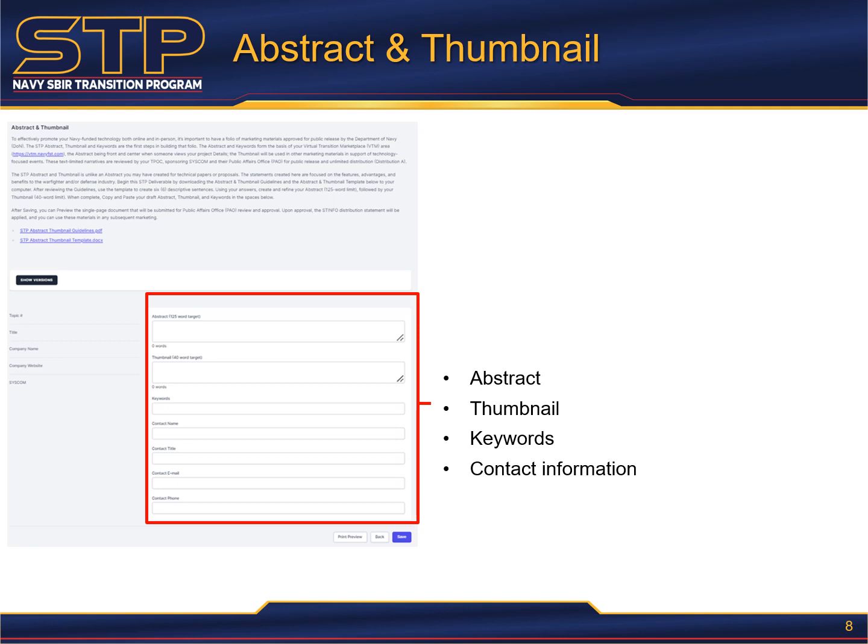The contact information you type in these boxes is what the PAO office will see, but also what will be posted on the VTM website. If your company has numerous principal investigators or project managers, consider placing a general company number and business point of contact.